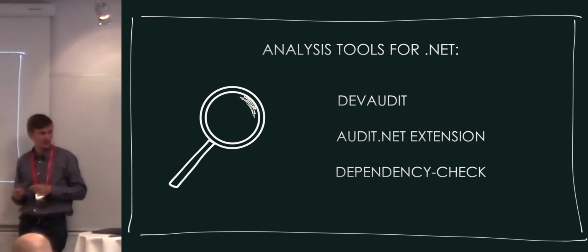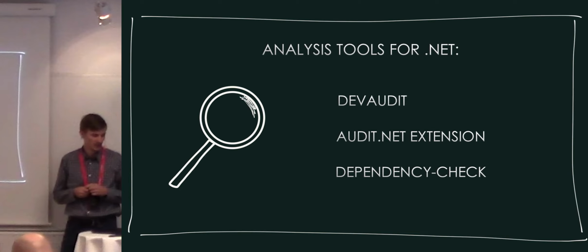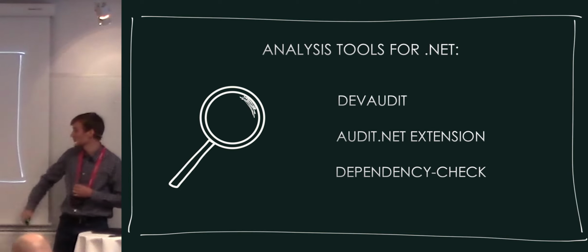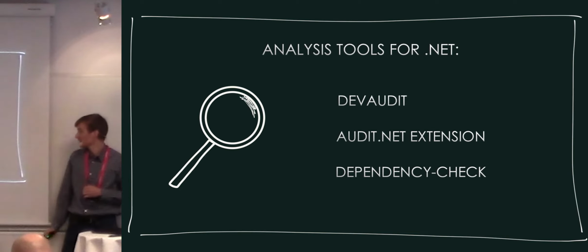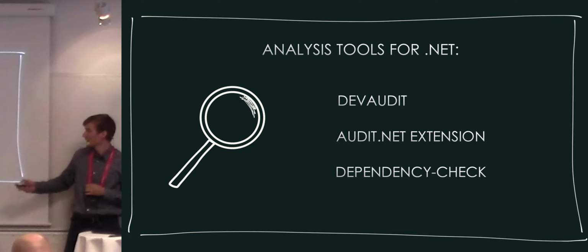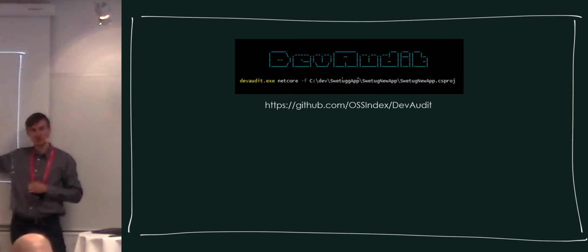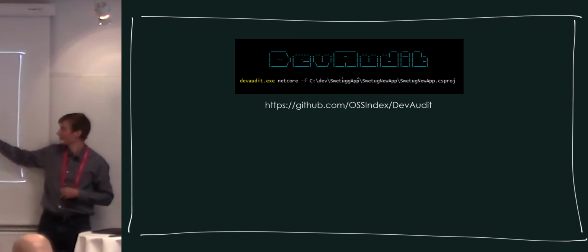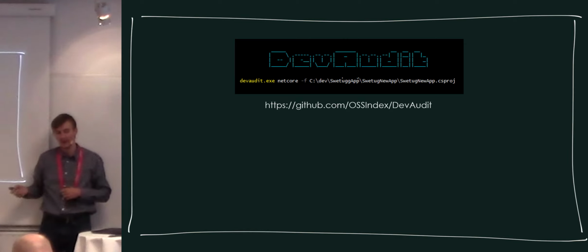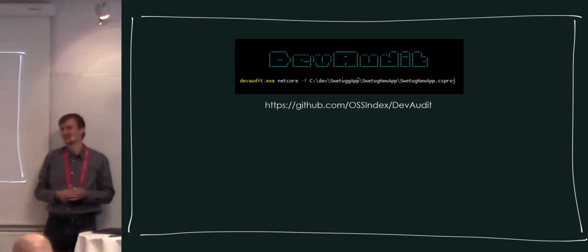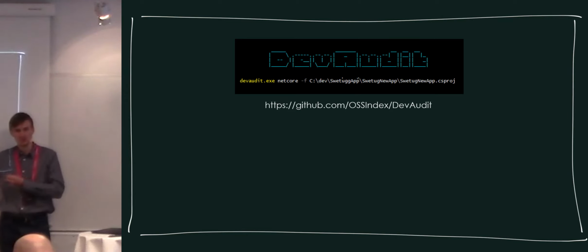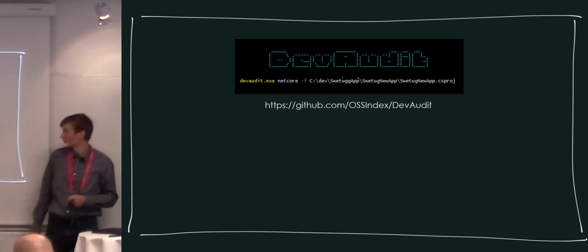And which tools can we use for .NET for doing this analysis? There are three tools I put here, and the first one is called DevAudit, right? It's the basic tool. It's just a binary, I think around 10 megabytes, the entire solution, and it's free, and it supports .NET Core, it supports NuGet packages, it supports some other checks, and you can fetch it from GitHub.